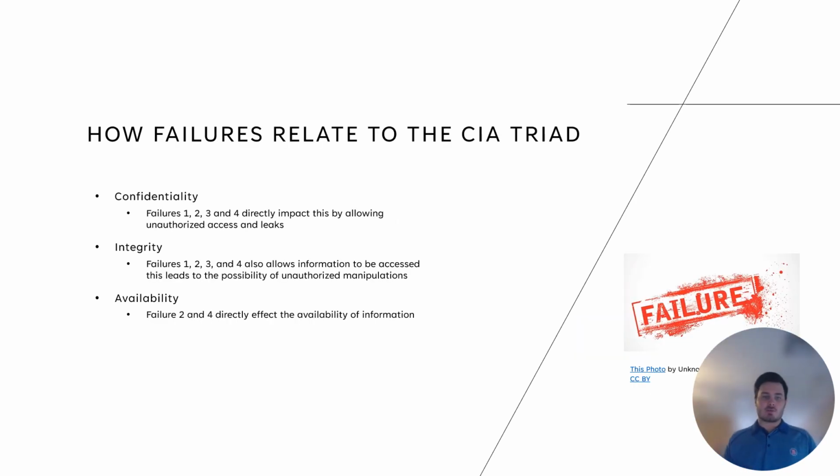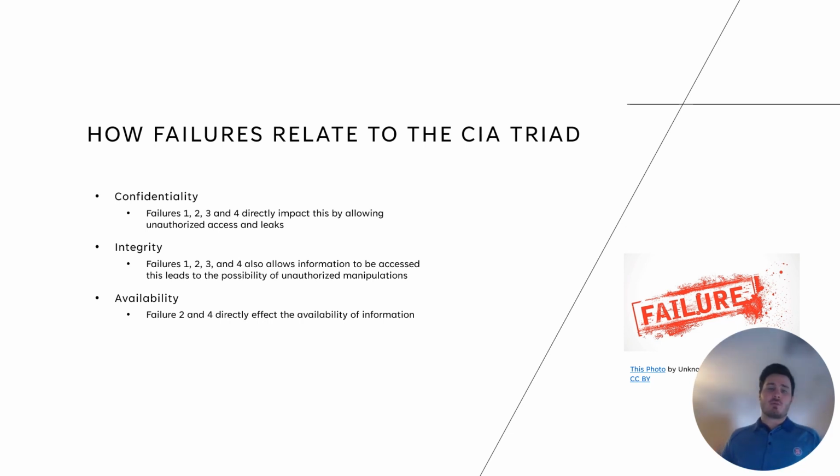So these failures in relation to the CIA triad, as we talked about earlier, all the failures 1, 2, 3, and 4 directly impact this because they allow unauthorized access and leaks. That takes away all the secrecy of the documents, because if people are able to access them and see them, they're no longer secret. The integrity, all 4 of those also lead to the integrity, because it allows people to easily access that information, steal it, change the information. That destroys the integrity of the data or information.